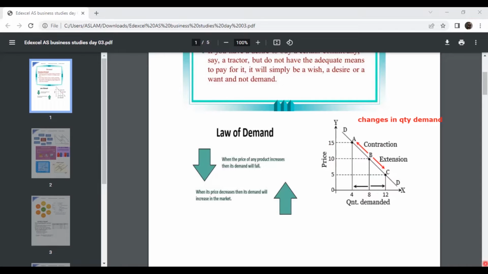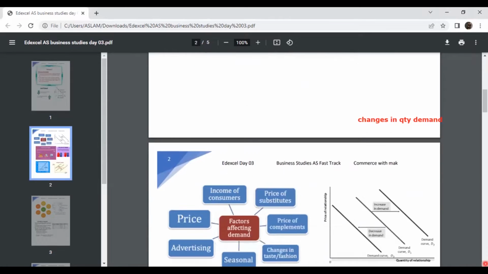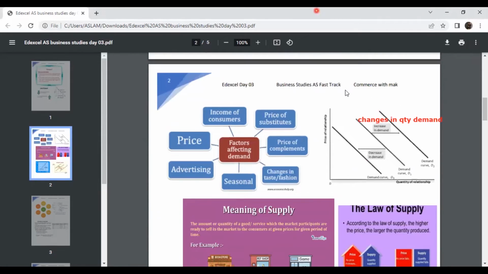Then we have another chart to represent. I'm going fast because you already know these things. We learned this so many times. So this chart is known as changes in demand, not changes in quantity demand. Now the actual thing, people don't know the difference between changes in demand and changes in quantity demand. Changes in demand happen if there are certain factors which are not in control of price. Changes in quantity demand happen only because of price change.